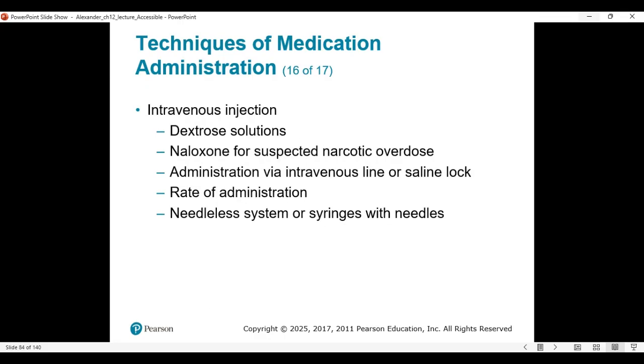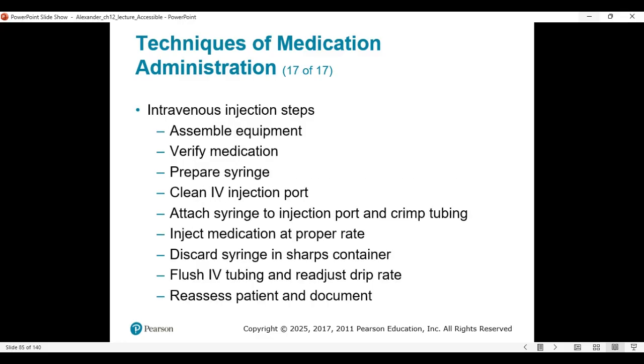Intravenous injections. They can be like dextrose solution, Narcan, lots of other drugs administered via intravenous line or saline lock. It's the rate of administration. Some are very fast, rapid push. Some are a slow push over so many minutes. Needleless system or syringe with needles.